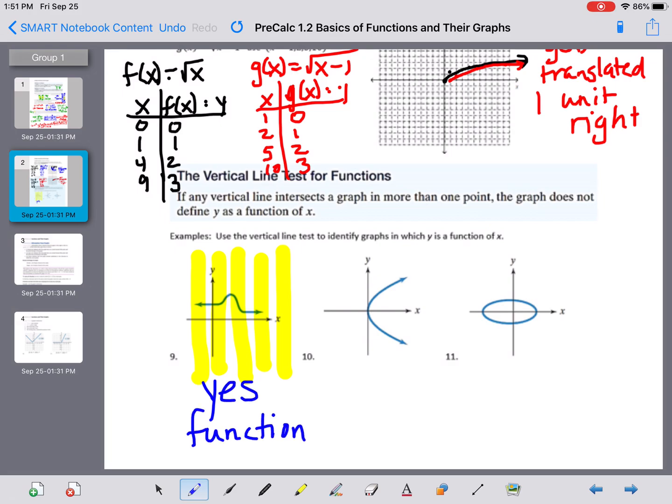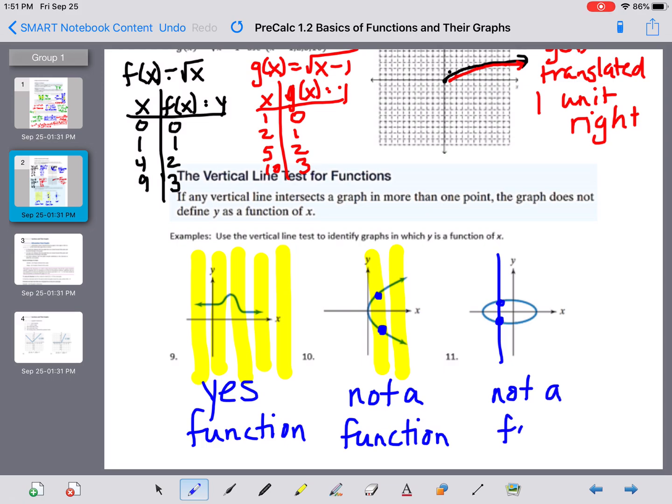Okay. On number 10, when I go to do my vertical line test, all of a sudden I'm like, wait a minute. When I do this, I'm touching 2 points at the same time, right? So this one is not a function. Okay. And the same thing on the last one, if I do a vertical line and I come down and I touch 2 at the same time, I have to say not a function. So that's just a quick, easy way to check a graph to see if it's a function or not.